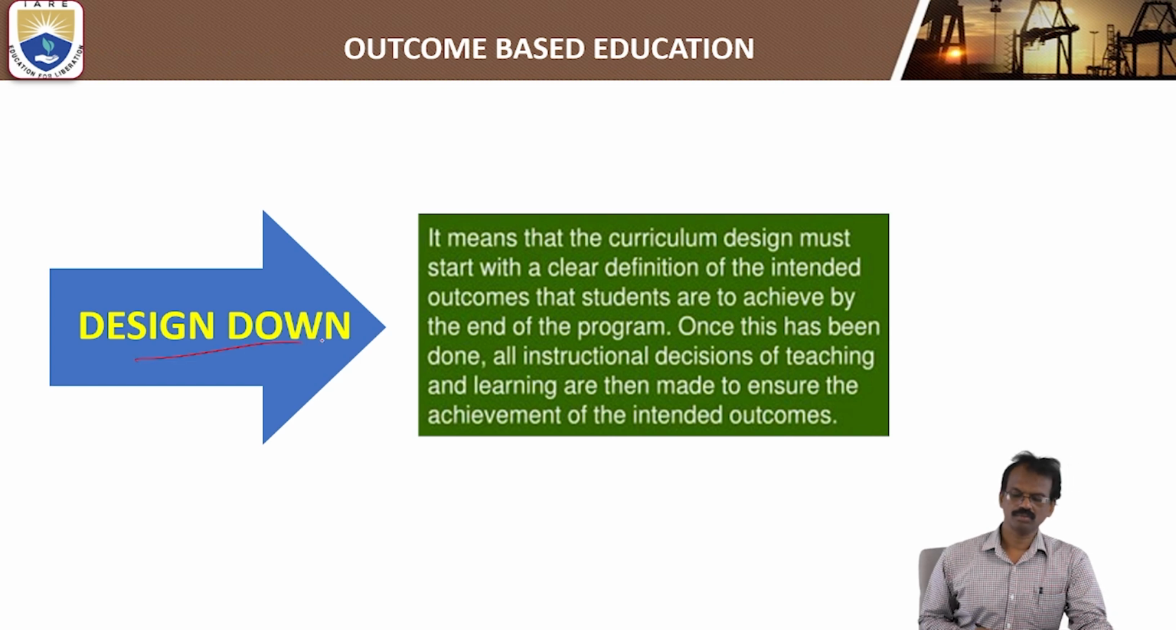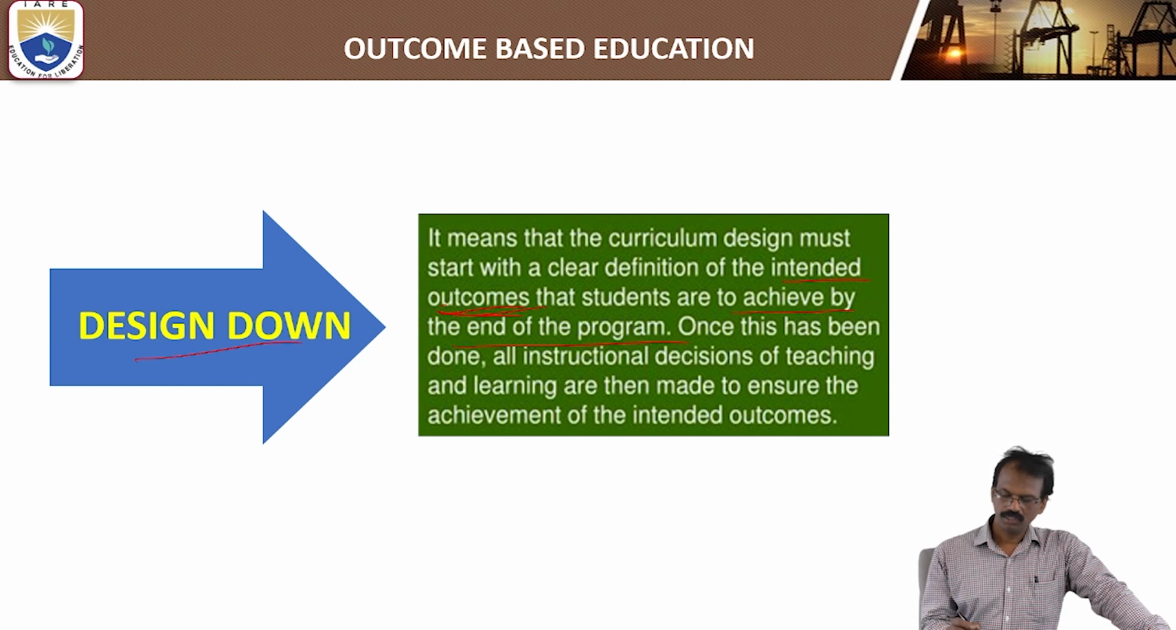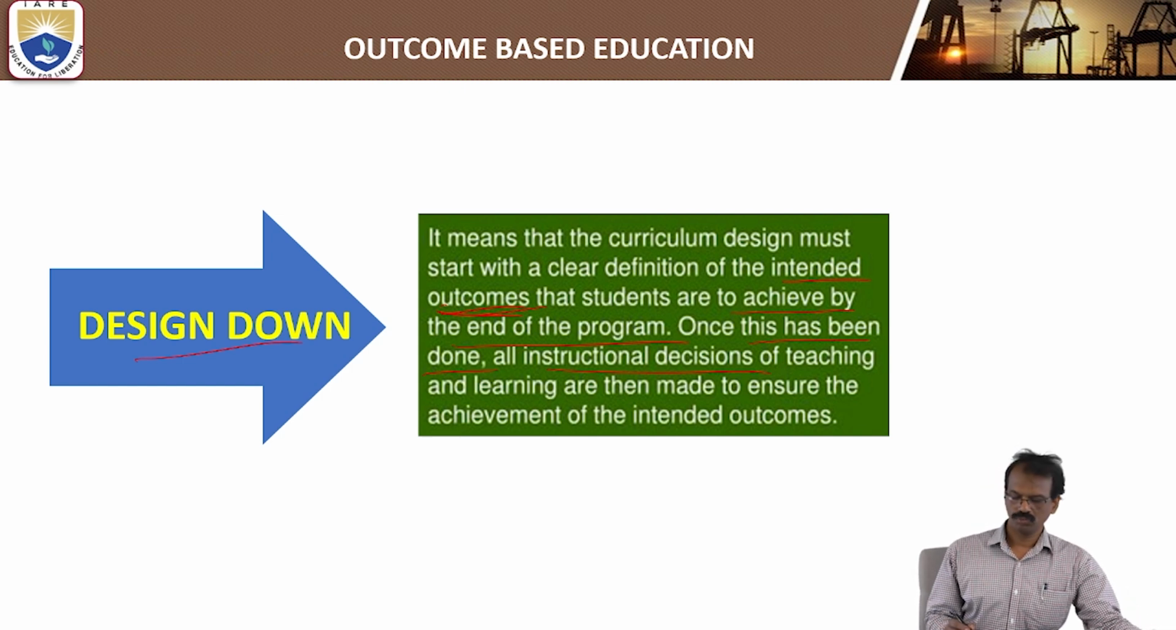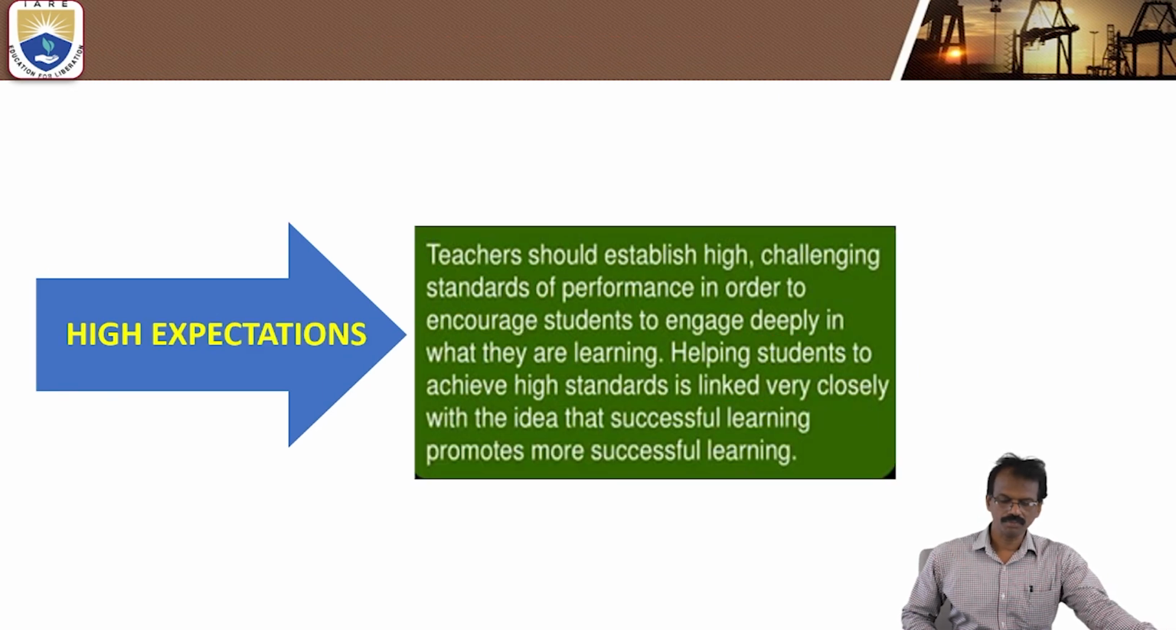Next is design down. It means that curriculum design must start with a clear definition of the intended outcomes. Based upon the intended outcomes, the curriculum should be designed so that students achieve them by the end of the program. That is the main motto. Once this has been done, all instructional decisions of teaching and learning are made to ensure the achievement of the intended outcomes. So preparation of outcomes is very important for this.